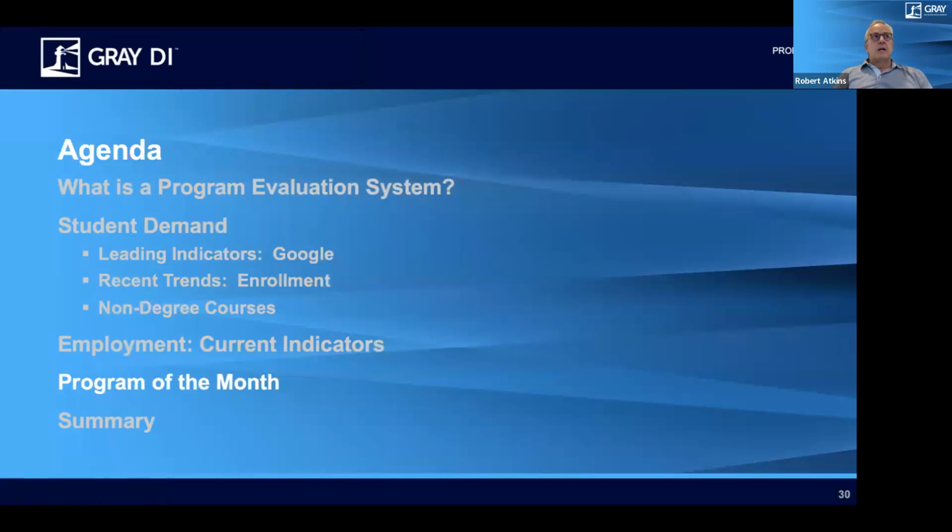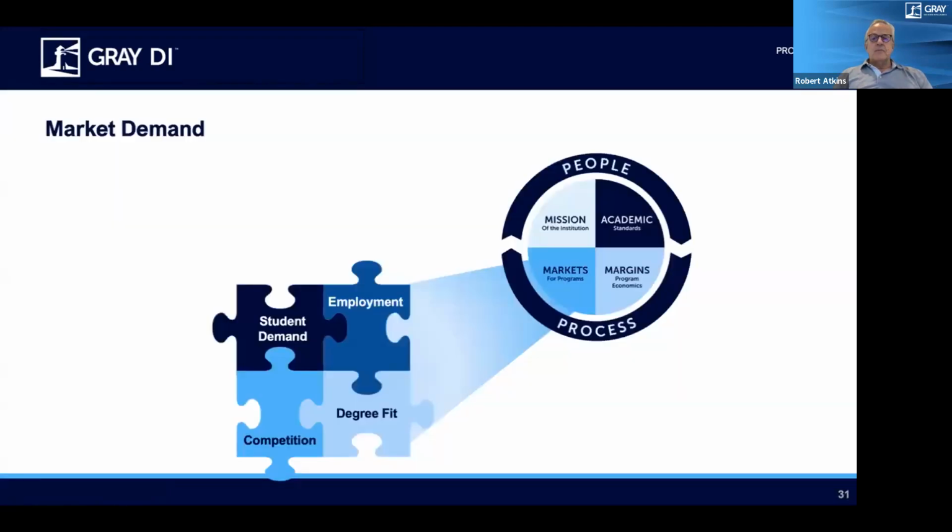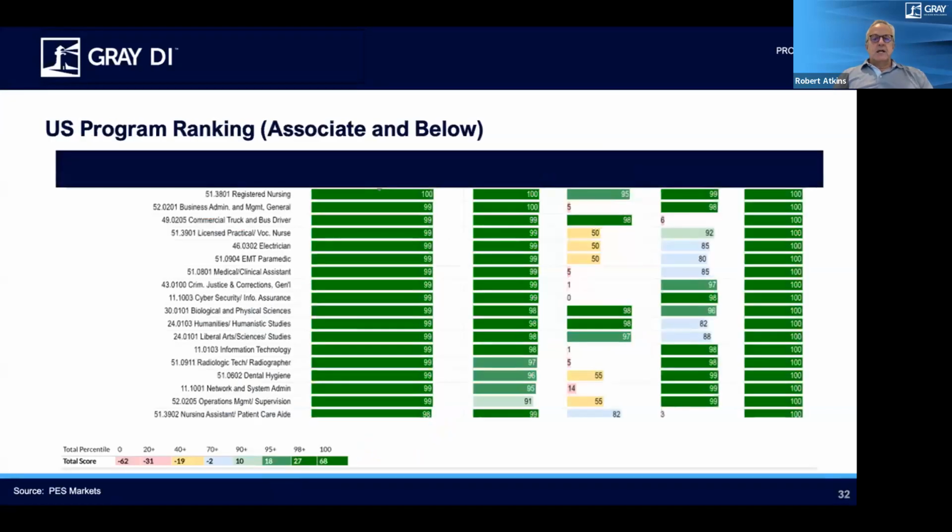Now let's take a dive into the program of the month. We're going to cover the same sorts of topics. We're going to focus in on the market demand for a particular program. First we start with the individual program and we keep track of all 1500 IPEDS programs. So this list, if we were in our system, you could scroll down 1500 rows. For those, we keep an overall score that blends together these scores for about 50 metrics, which I'll show you in a moment. Each metric is both scored and weighted. And those weights can be dictated by you all, as can the scoring thresholds.